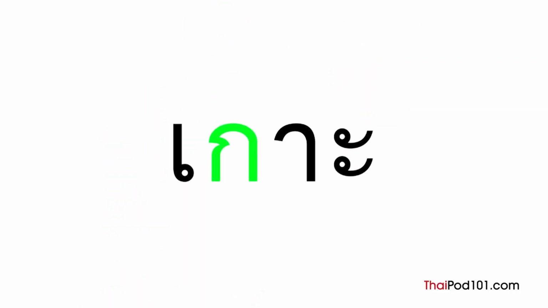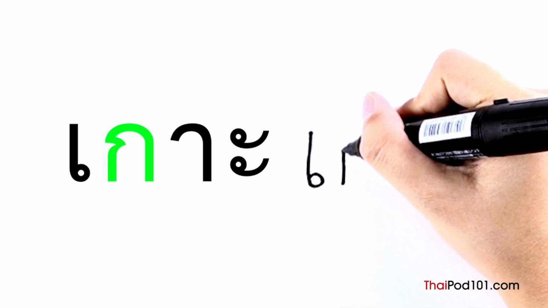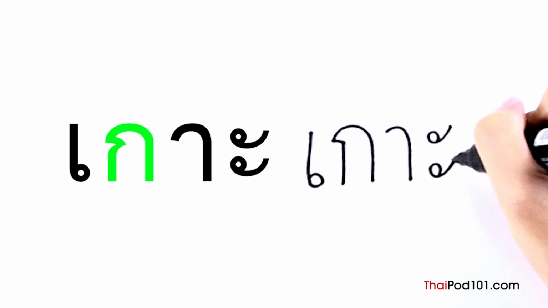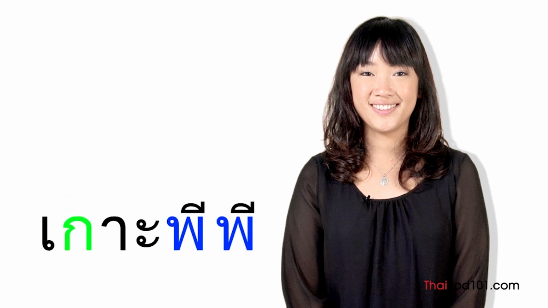Okay, now you write island. สระเอ, กอไก่, สระอา, สระอะ, เกาะ. Now you can write the name of one of Thailand's most famous tourist destinations, เกาะพีพี. Let's practice writing it together.